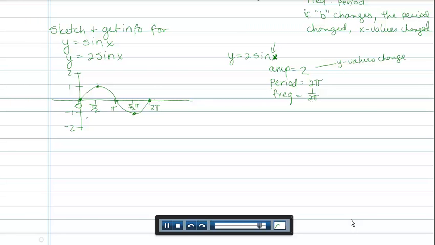So the maximum is not going to be at 1. The new maximum of the second curve is going to be at 2. The minimum is going to be at negative 2. It's still going to cross the x-axis here. It's just that it's going to go higher when it's time for the maximum and lower when it's time for the minimum. Still going to cross at 0 where it's supposed to cross at 0, but it's just going to go lower and higher. And there you have it, students. Y equals 2 sine x. And the one that's outlined is equal to y equals sine x.